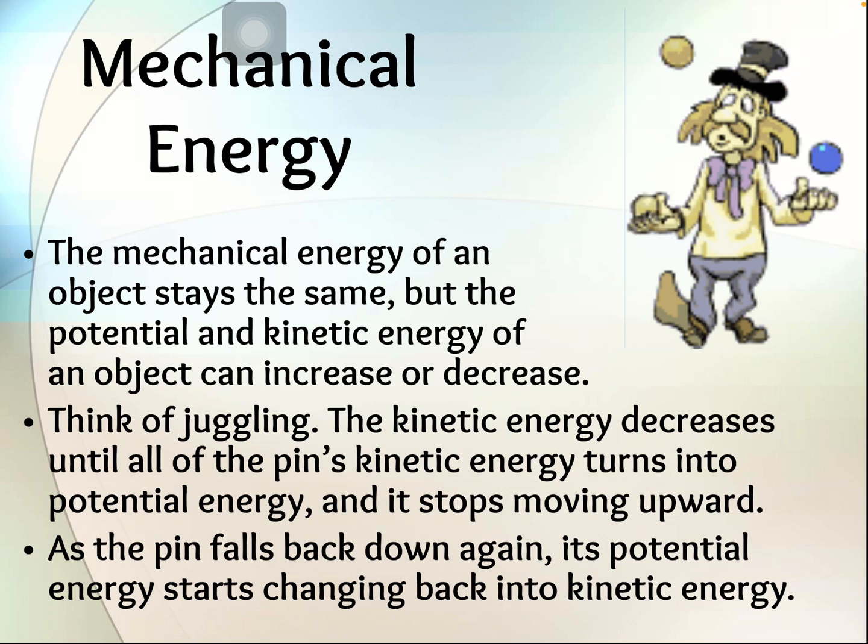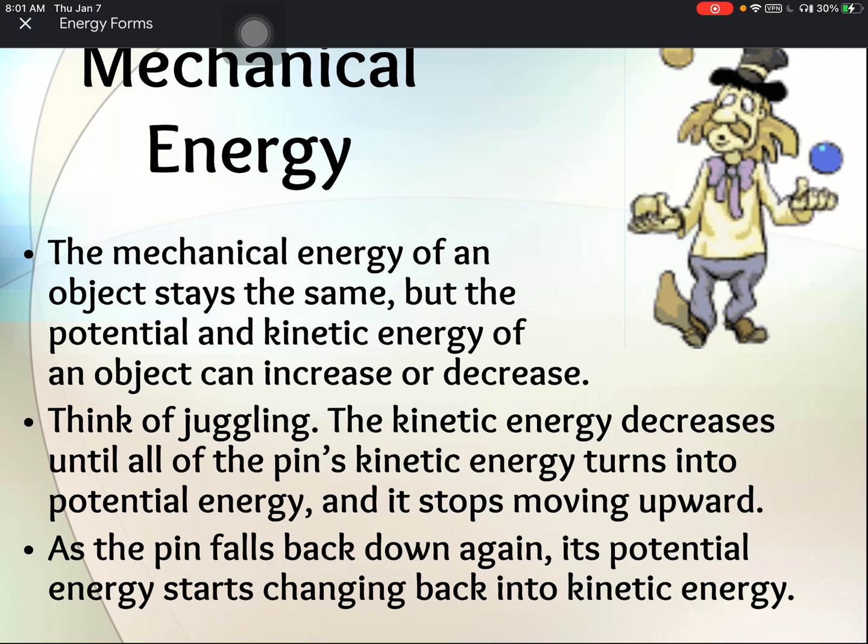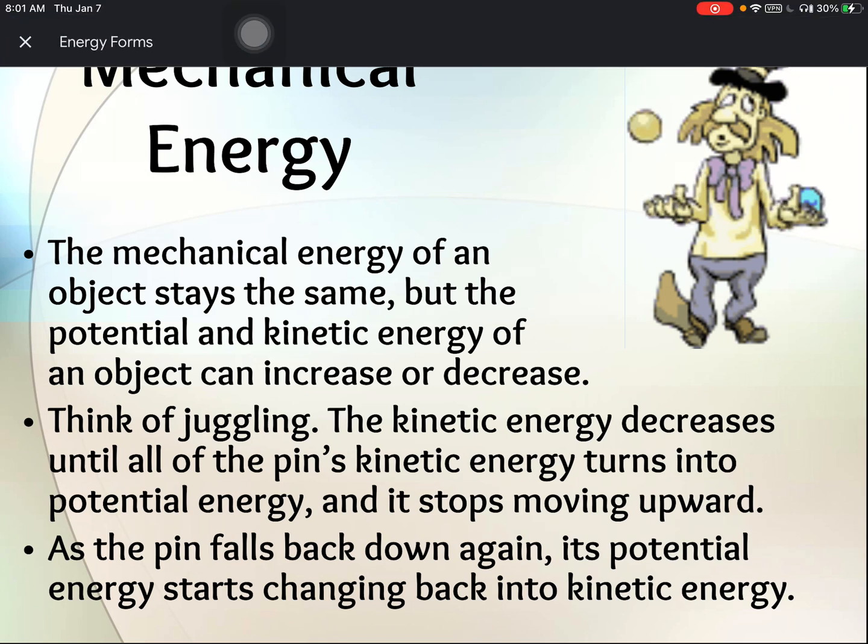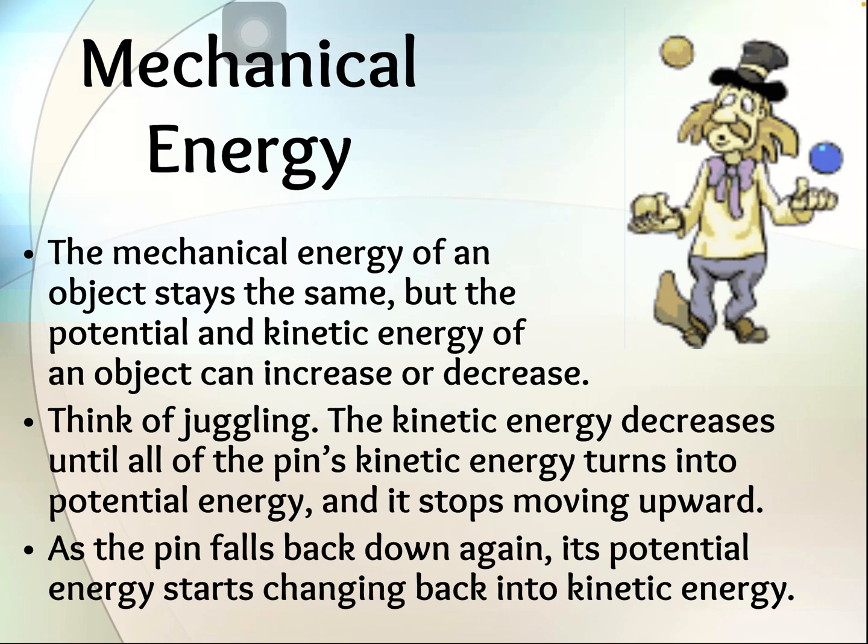Right above his head there, the ball has all potential energy. Its kinetic energy stops, but then it uses that potential energy as the ball falls back down into his left hand. Right, that potential energy gets turned back into kinetic. The mechanical energy of the ball, however, the whole time stays the same. The ratios of kinetic to potential are constantly changing, but it's the total mechanical energy which remains constant.